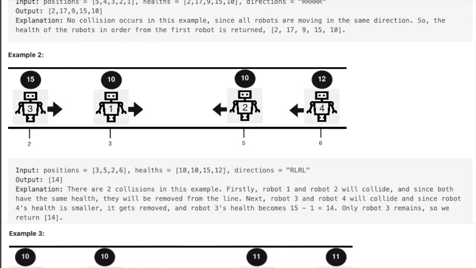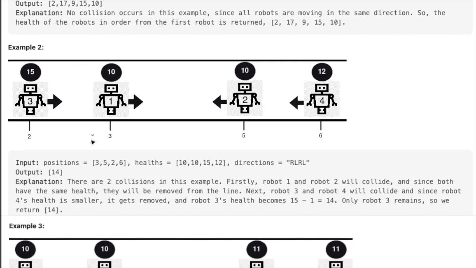Okay, let's take a look at the second example. After visualizing the position, health, and direction of each robot, we'll get a graph that looks something like this. At first, we can see this robot will actually collide with this robot, right? As a result, because they have the same health, as in the problem statement, if they have the same health, they're both going to die. So now these two are going to die.